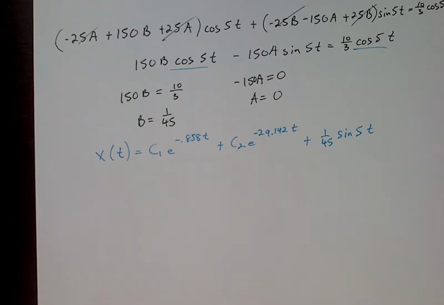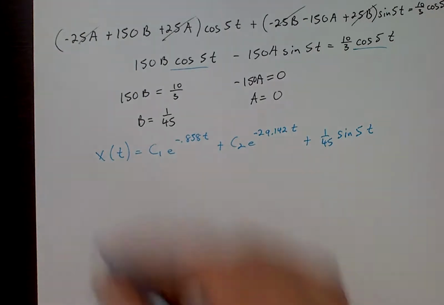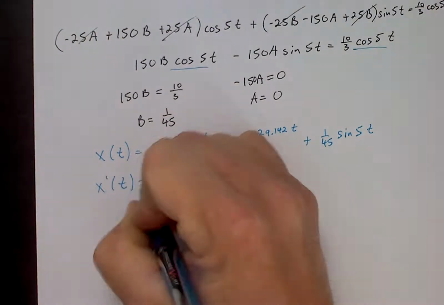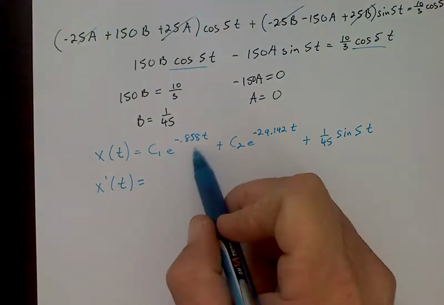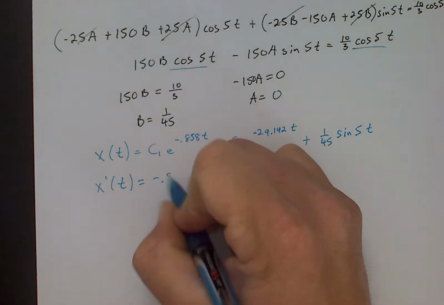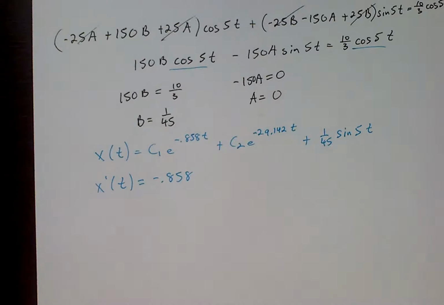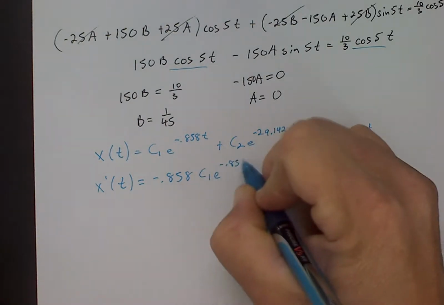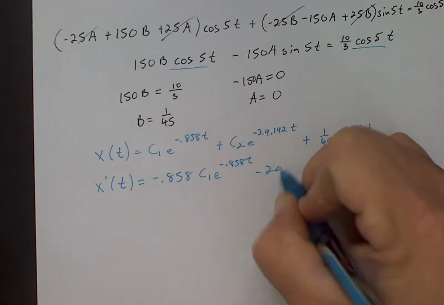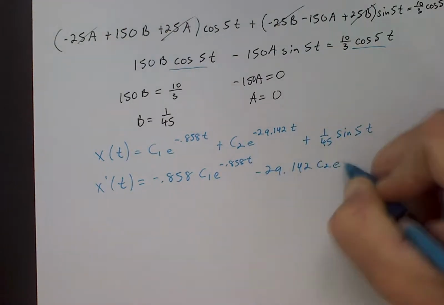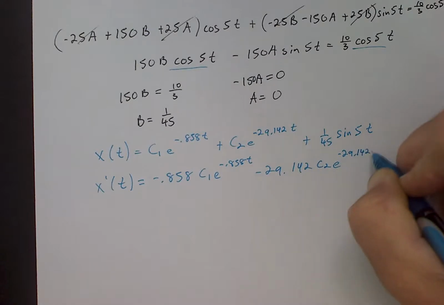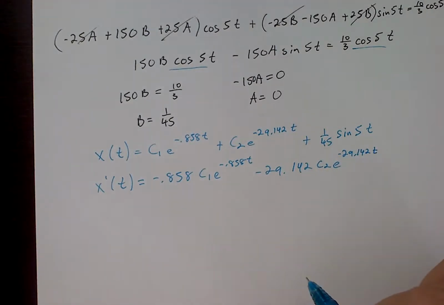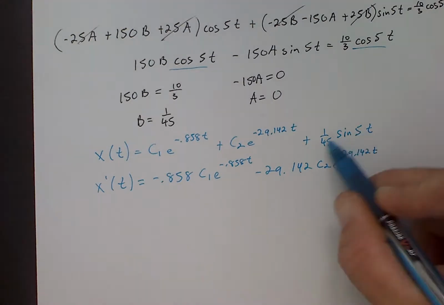So now we need to take a derivative. The next goal is to take the derivatives and solve for C1 and C2 using our initial conditions. So I have the original. Now let's take the derivative. You're going to get the negative 0.858 C1 e^(-0.858t) minus 29.142 C2 e^(-29.142t). Sine turns to cosine, and the 5 comes out, so it's going to be 1/9.